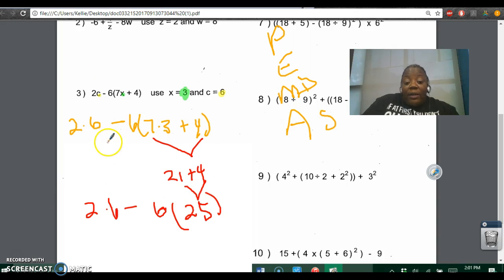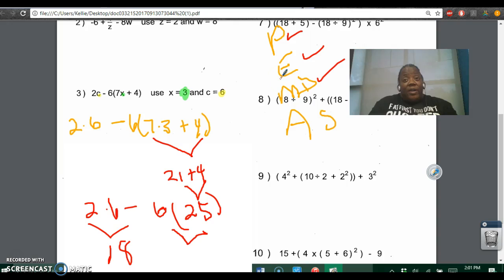Now, you can do this distributive property style, which means you're just doing this times this. Okay? Because remember, next thing in PEMDAS, multiplication or division. Okay? You have 2 multiplication problems here. 2 times 6, 18, and 6 times 25. 6 times 25, 150.